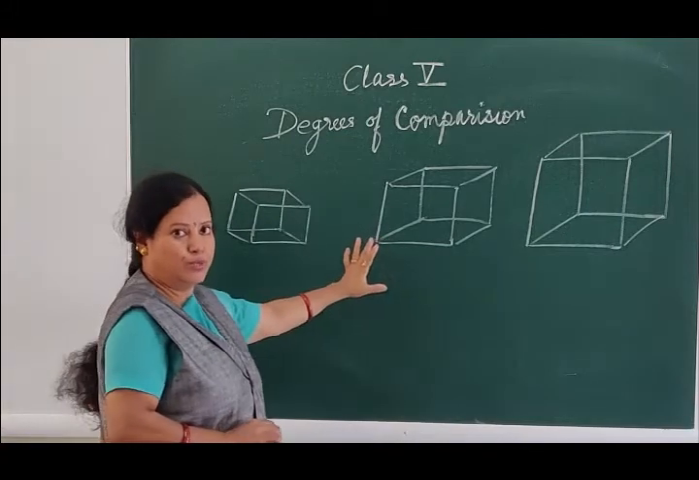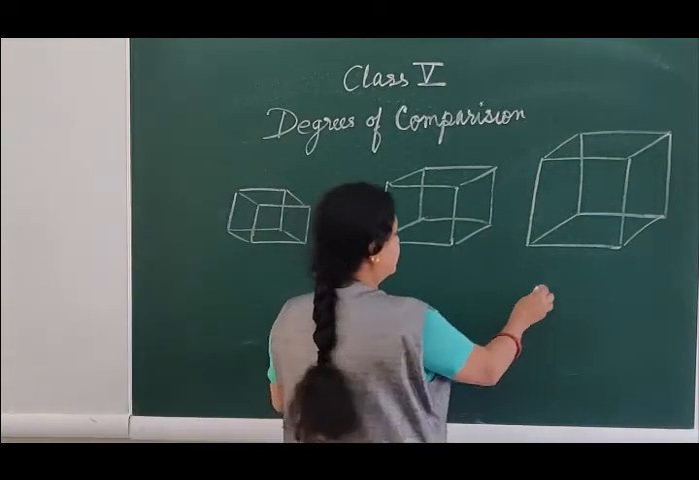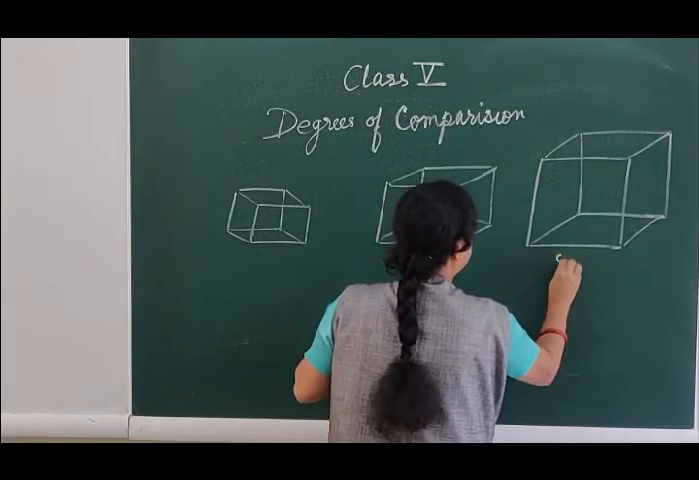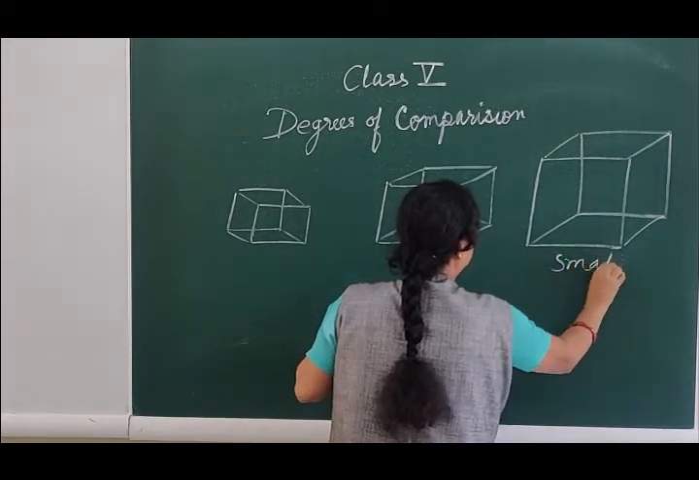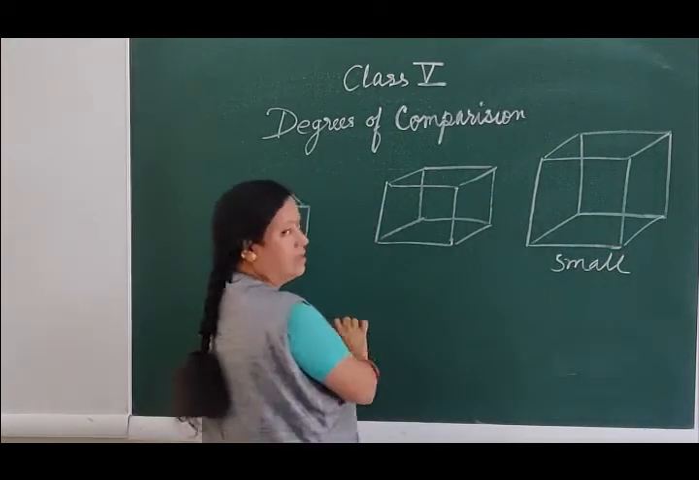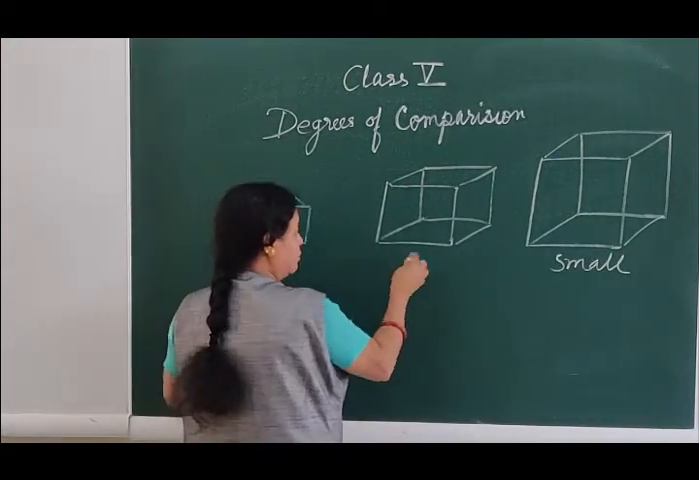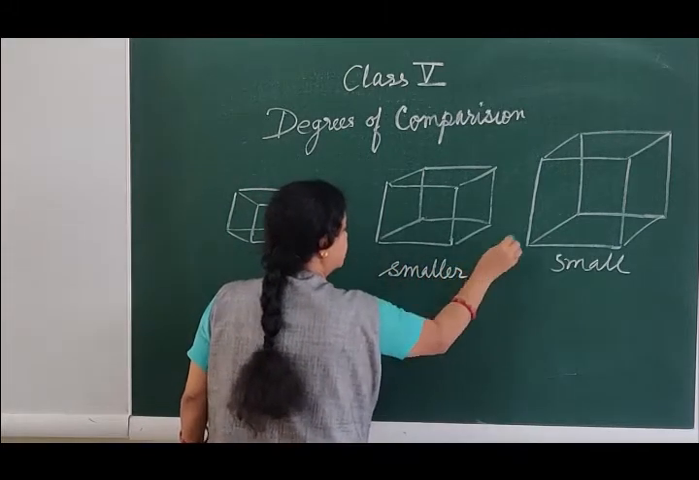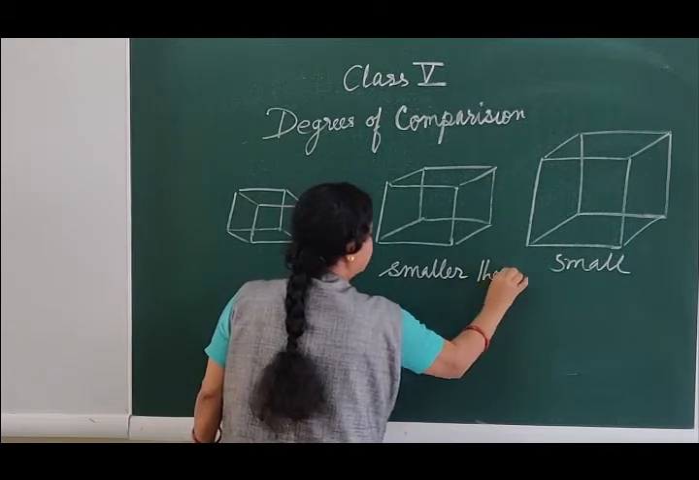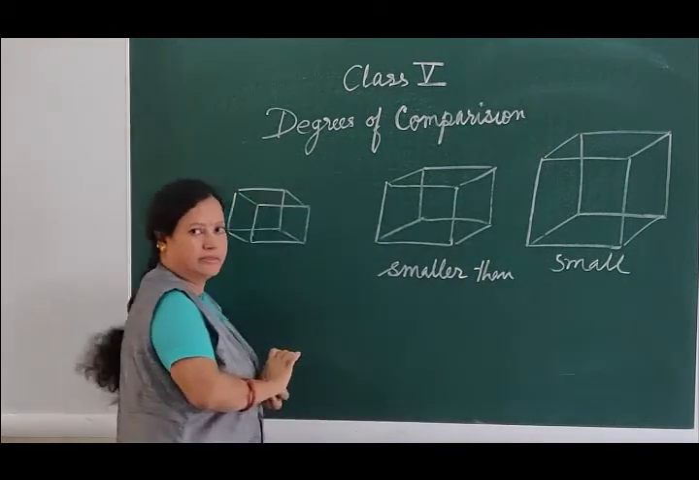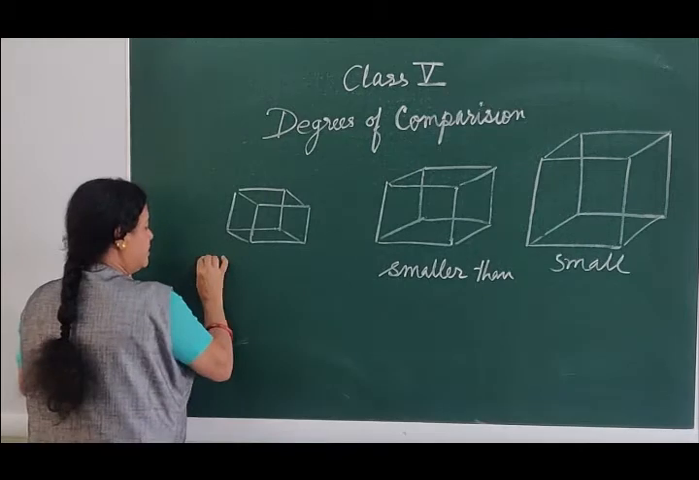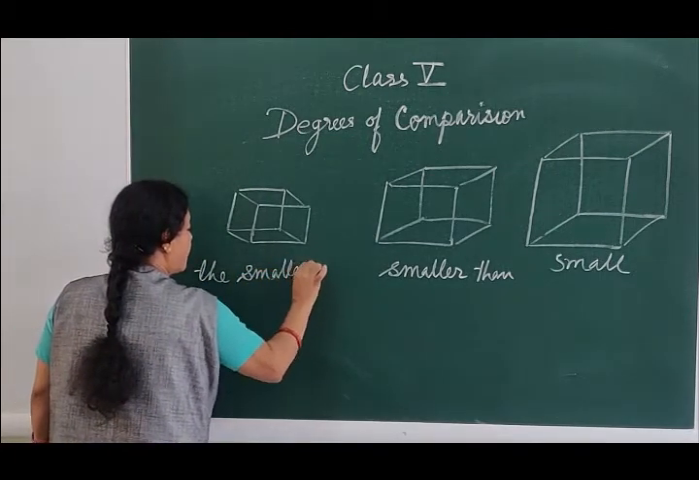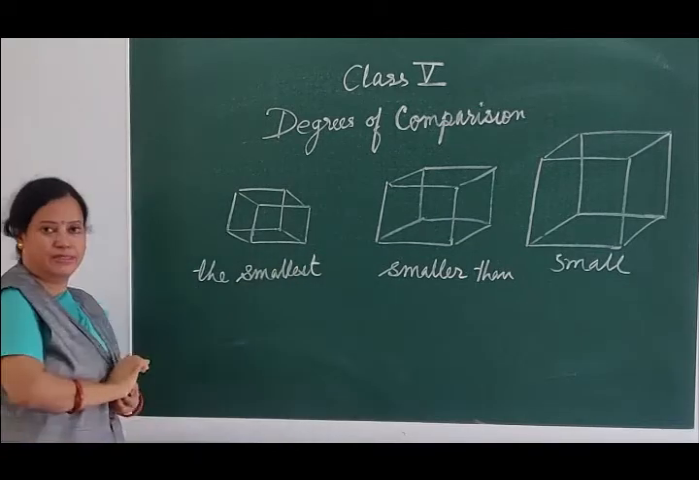See now, this one, you could see these three. These are what? Cues. Okay. So, first one is what? It's small. Suppose it is small. It is a small one. So, this one will be smaller. You will write this as smaller than this. This is smaller than this. And this one is the smallest.